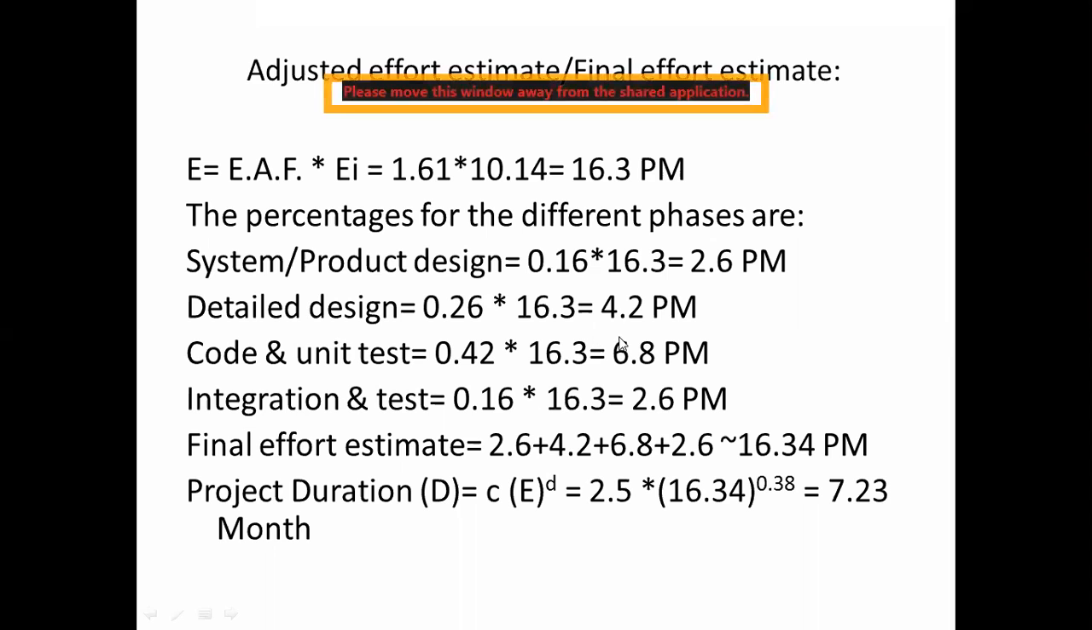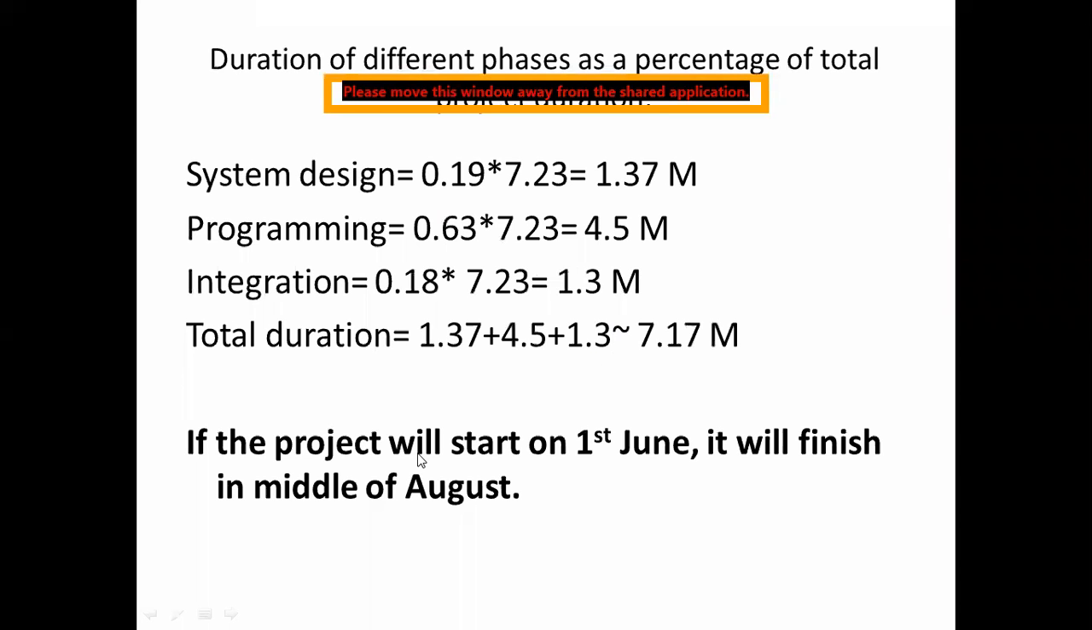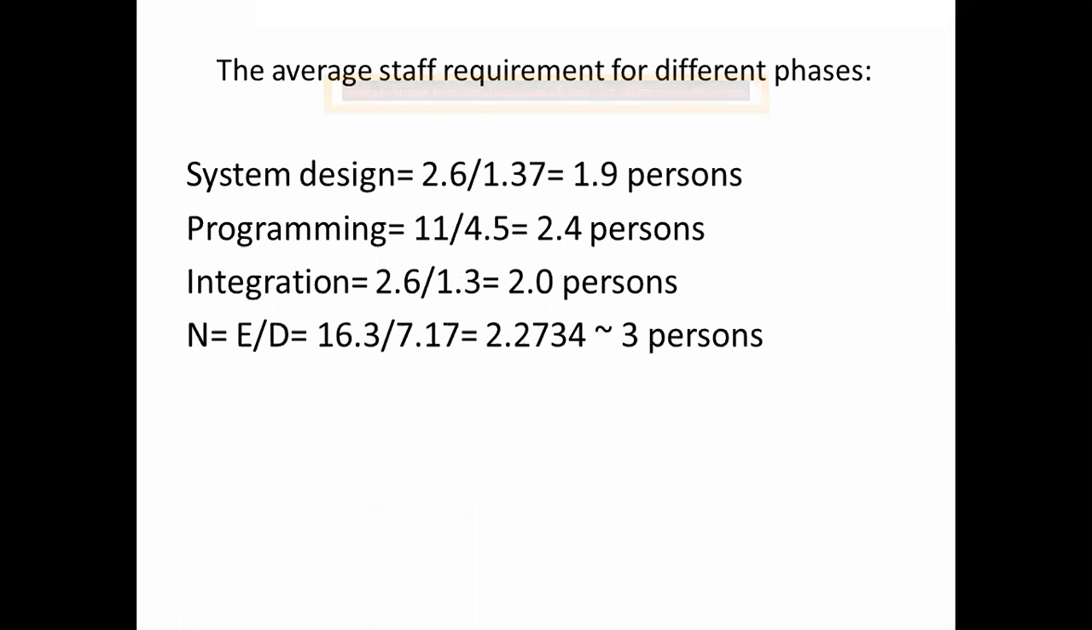For the second one, we add 6.8 and 4.2, so it will come 11. Here the duration required phase wise for the programming is 4.5. For the programming, we just added 2 terms, it comes 11, divided by 4.5. So this will come 2.4.